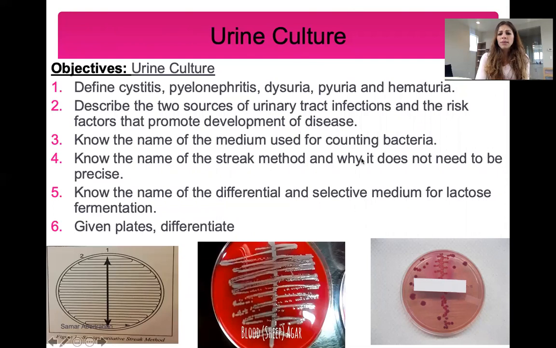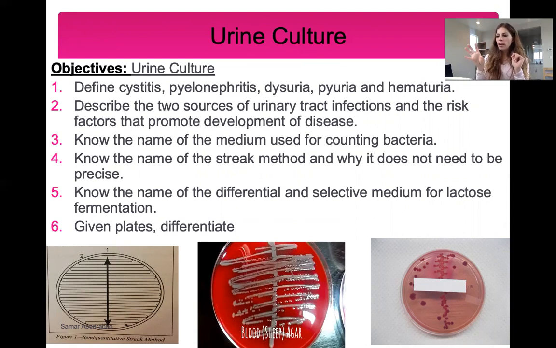The name of the medium used for counting bacteria. So the one that you used here, blood agar and Kaneki agar. So you take the person's urine and you streak it on blood agar and you streak it on Kaneki agar. The one that you use to count total bacteria is blood agar, because blood agar lets all bacteria grow, both gram-positive and gram-negative. You use Kaneki agar to select for those bacteria that are lactose fermenters.